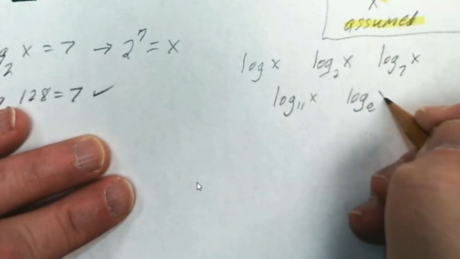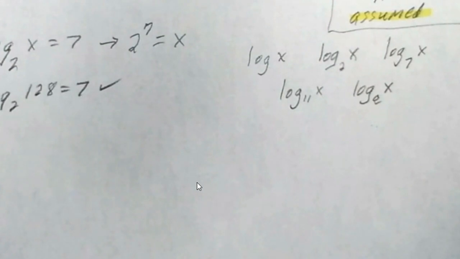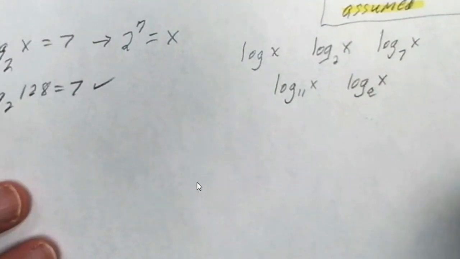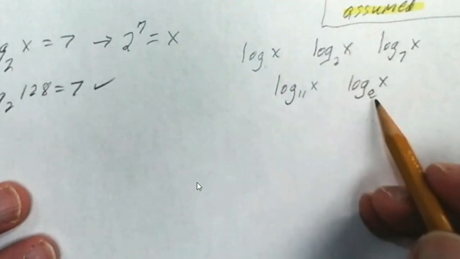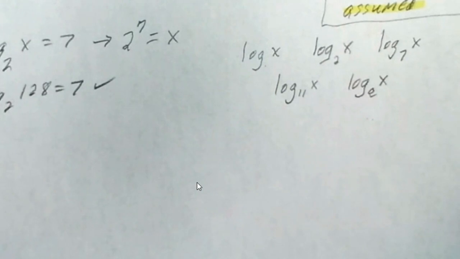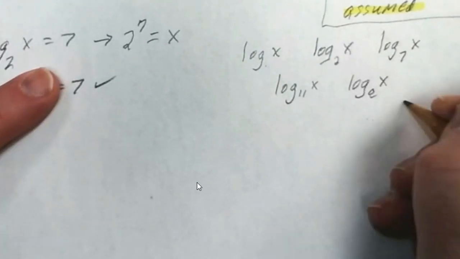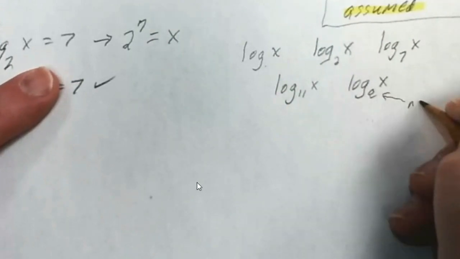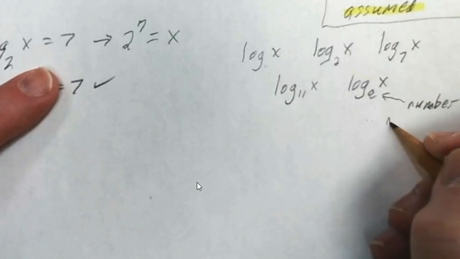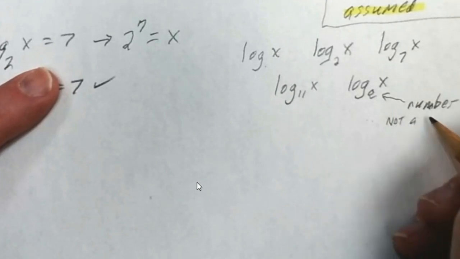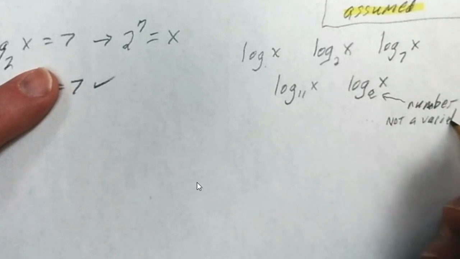Oh, wait a minute. What did you do, Mr. Brock? I wrote base 10, base 2, base 7, base 11, base E. Yeah, E's a number in math. I don't know if that's been brought to your attention before. This is a number. This is not a variable. I'm not just using E like it's a variable. E is not a variable, it's a number.